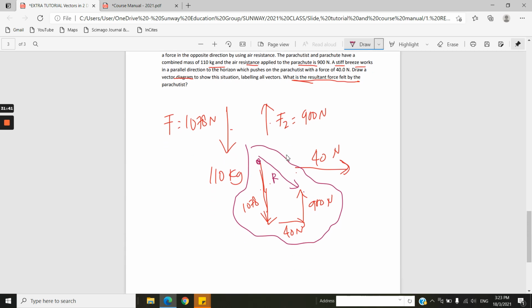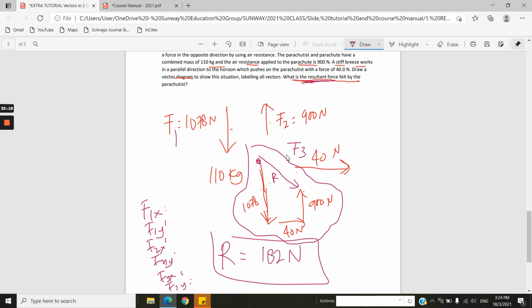Okay, what is the resultant force felt by this person? So now you need to find the resultant force. How to find it? This is your F1, F2, this is your F3. You have three forces, right? X-axis and X-axis you combine: F1X, F1Y, F2X, F2Y, F3X, F3Y. You just do this, okay? X and X you add, Y and Y you add. At the end, you get your resultant force equal to 182 Newton. Okay, this is the answer.